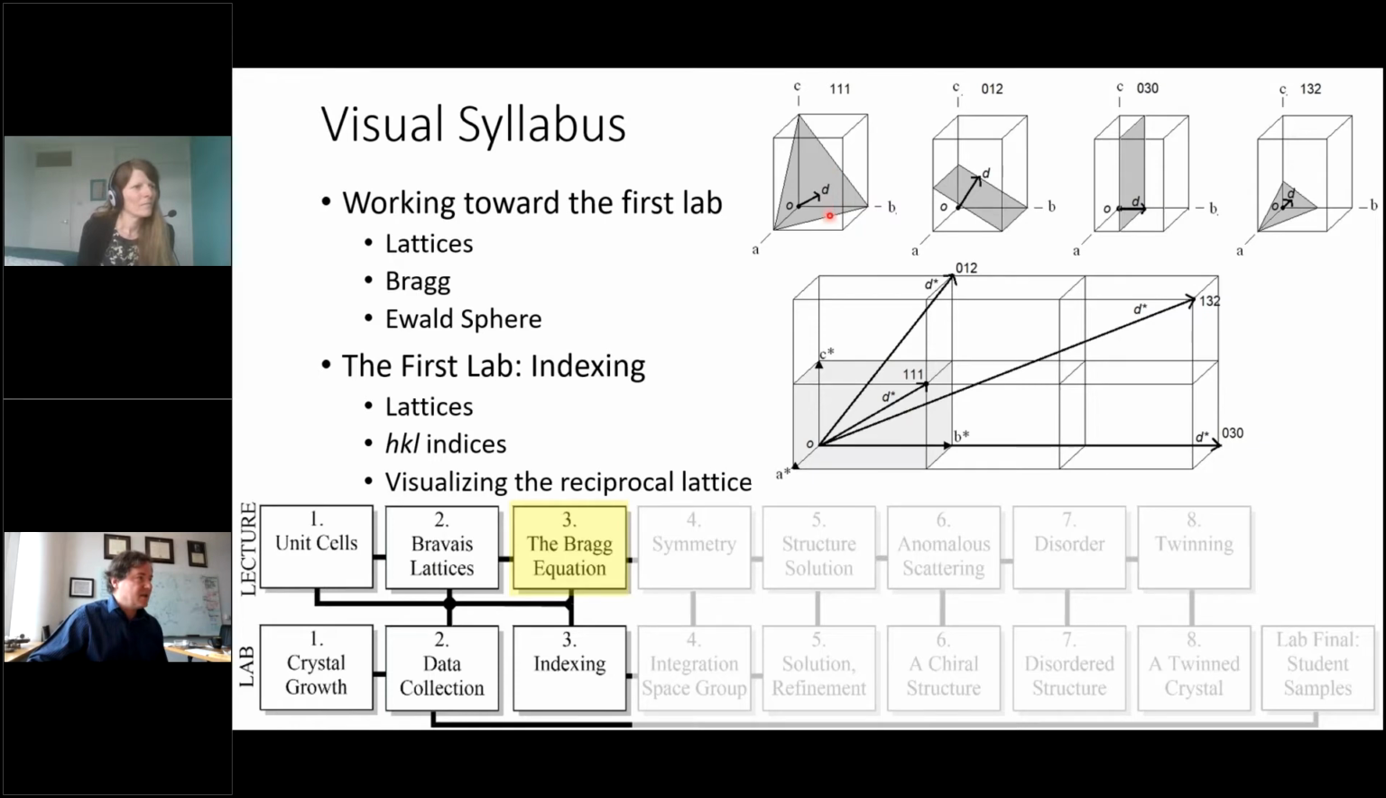So this is an example of a worksheet assignment the students get to do, where they have to draw the Bragg planes, draw the d vectors that come out of the Bragg equation, and then in reciprocal space, plot the d star, the scattering vector, and hopefully illustrate to them that d and d star are parallel.